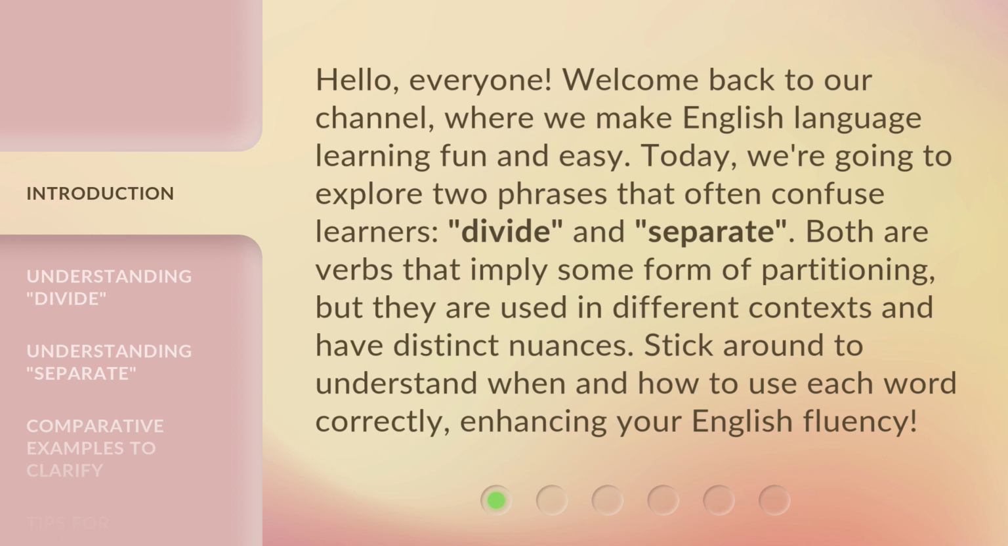Today, we're going to explore two phrases that often confuse learners: divide and separate. Both are verbs that imply some form of partitioning, but they are used in different contexts and have distinct nuances. Stick around to understand when and how to use each word correctly, enhancing your English fluency.